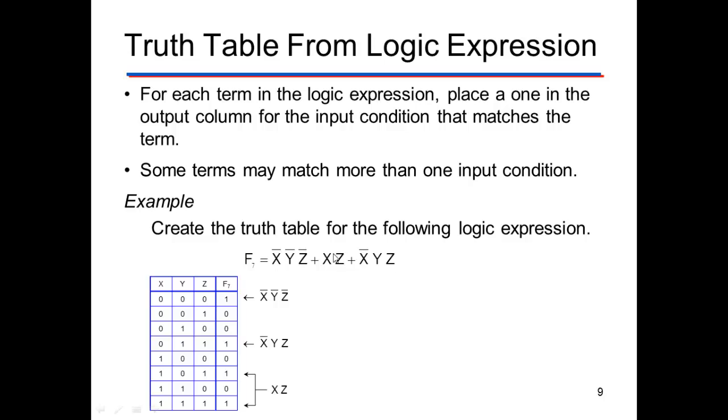Now this one only has 2. It says X and Z. We'll get to later where that came from. But basically, since there's nothing about Y there, we don't care what Y is. So anywhere X is 1 and Z is 1, we'll put a 1. It doesn't matter what Y is. That's why Y is omitted.